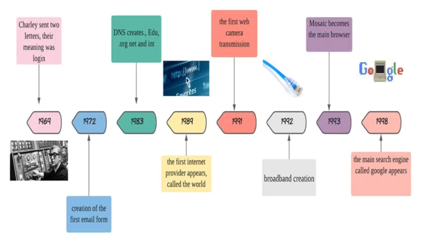In 1993, Mosaic, created by the National Center for Supercomputing Applications, University of Illinois, USA, was the first browser to popularize the use of the web. When the first version was published, Internet access was still limited to universities and government agencies.